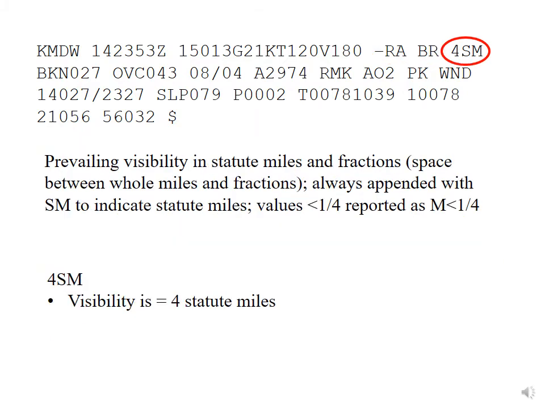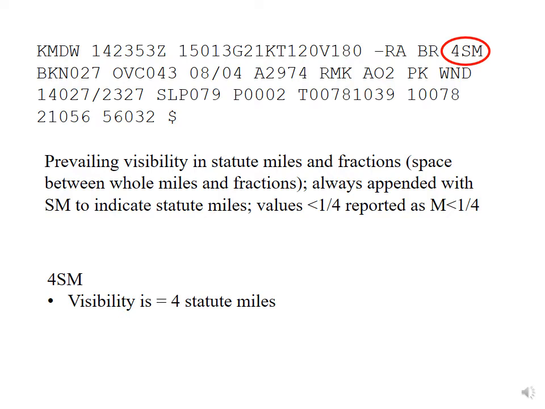This group is the prevailing visibility in statute miles. So this will only report up to 10 statute miles, and if it says 10 statute miles, you interpret that as the visibility is greater than or equal to 10 statute miles. Think about that from a pilot's perspective. If the visibility is greater than 10 miles, they don't really care, but they do care if the visibility is 2 miles or a half a mile or 3.5 miles.